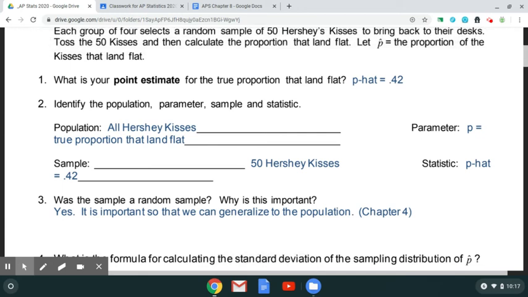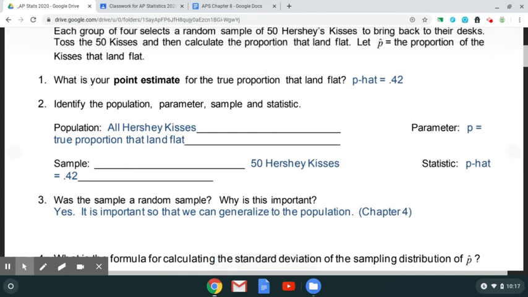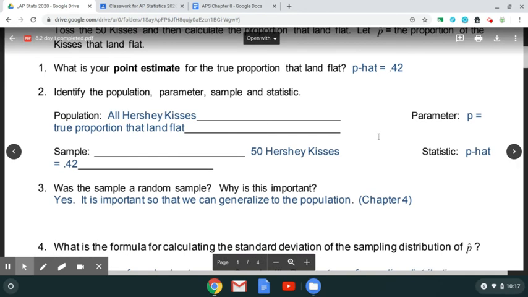So was the sample random? Yes, if we were to just walk into a store and grab a bag of Hershey Kisses and then stick our hands in and draw 50 out, that could be considered a random sample. If you remember from chapter 4, the reason for choosing our sample at random is that we get to generalize whatever we decide to the population as a whole.